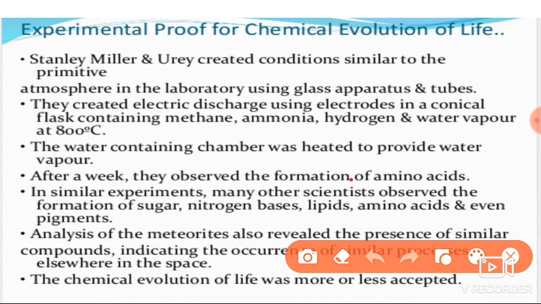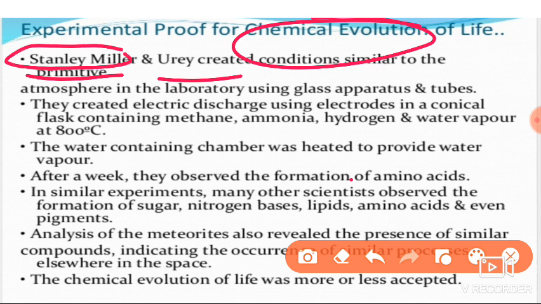But two scientists, Stanley Miller and Urey, together we call this the Urey-Miller experiment. It is very important for your theory exam, please remember. Stanley Miller and Urey did an experiment to prove chemical evolution. Two scientists, one is Stanley Miller, another one is Urey. These two conducted an experiment.